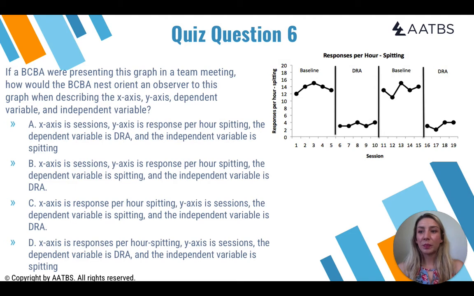All right, question 6. If a BCBA were presenting this graph in a team meeting, how would the BCBA best orient an observer to this graph when describing the x-axis, the y-axis, the dependent variable, and the independent variable? Our answer choices include A, the x-axis is sessions, the y-axis is responding per hour spitting, the dependent variable is the DRA, and the independent variable is spitting. B, the x-axis is sessions, the y-axis is responses per hour spitting, the dependent variable is spitting, and the independent variable is the DRA. C, the x-axis is responses per hour spitting, the y-axis is sessions, the dependent variable is spitting, and the independent variable is the DRA. Or D, the x-axis is responses per hour spitting, the y-axis is sessions, the dependent variable is the DRA, and the independent variable is spitting.